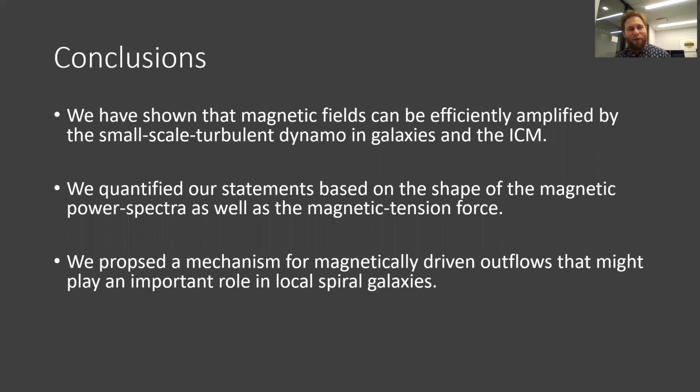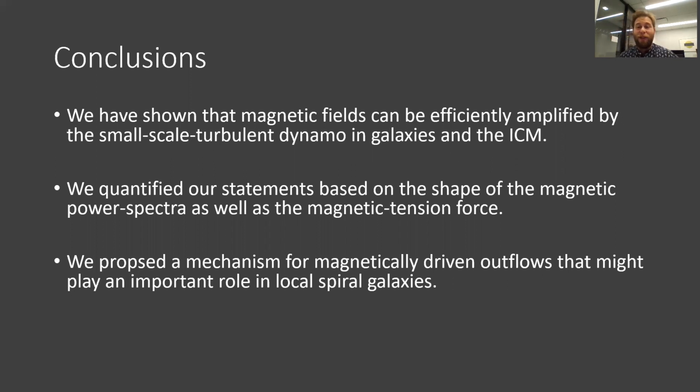And with that, I'm coming to my conclusions, and I want you to take these 3 points away from my talk. We have shown that we can get efficient magnetic field growth by a small-scale turbulent dynamo, both in galaxies and in the ICM. We quantified this with magnetic power spectra, as well as magnetic tension force. And on top of this, on galaxy scales, we propose an interesting mechanism for how we can drive outflows that are driven by the magnetic field itself.